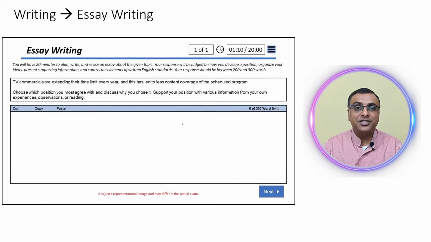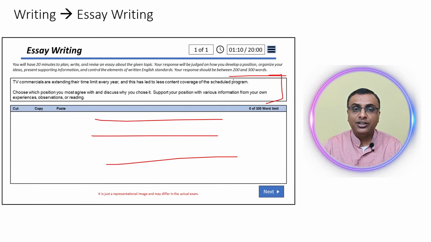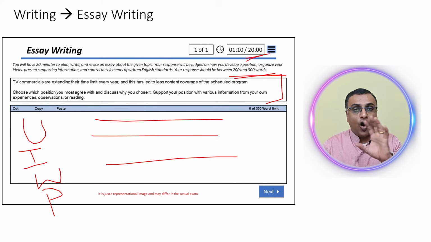Now, let's look at a representational image for essay writing. You can clearly see over here, PTE is presenting you a topic. You will have to come up with a response of 200 to 300 words in each essay. If you write less than 200 words, or more than 300 words, PTE will not consider that response. The overall time allotted for each essay question is 20 minutes. That is for understanding the essay topic, generating ideas, writing the essay, and proofreading. All of this combined, you will have to consume only 20 minutes.